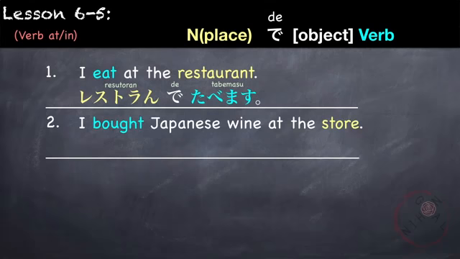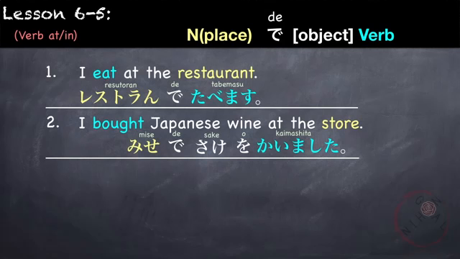I bought Japanese wine at the store. First is the place or the noun store. Mise. De, at the store. Sake o kaimashita. Sake means wine or Japanese wine, followed by the particle o, and then the verb bought. Kaimashita. The present of kaimashita is kaimasu. Mise de sake o kaimashita.